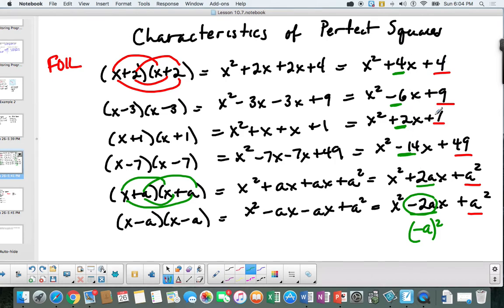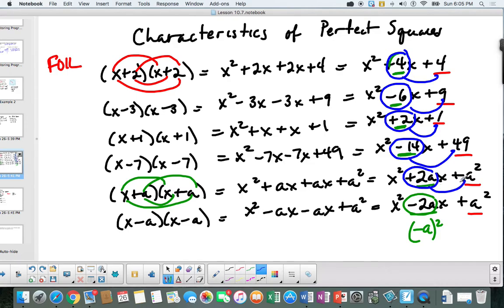In order to get the underlined red, you are going to take half of this number, which is 2, square it, and you end up getting this. Take half of this number, -3, square it, and you will get the last number. Take half of this number, 1, square it, and you will get your last term. Take half of this number, -7, square it, and you will get this. Take half of this number, a, square it, and you'll get your last term.